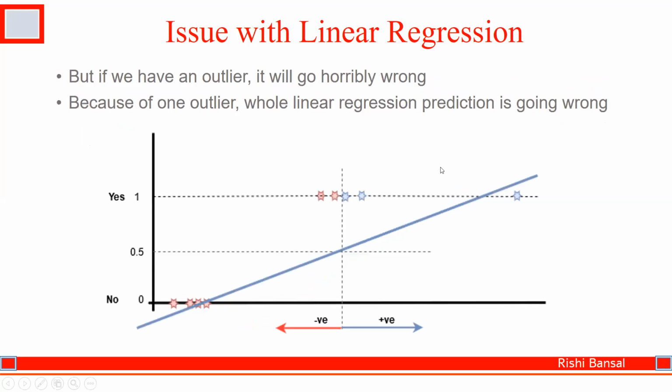Okay. Now, second problem, what happens? Suppose there is a concept called outlier. Outlier means one point is standing very much different, away from the crowd. So your crowd is here, okay? But one point is very much separated from the crowd. So this is called an outlier, okay?